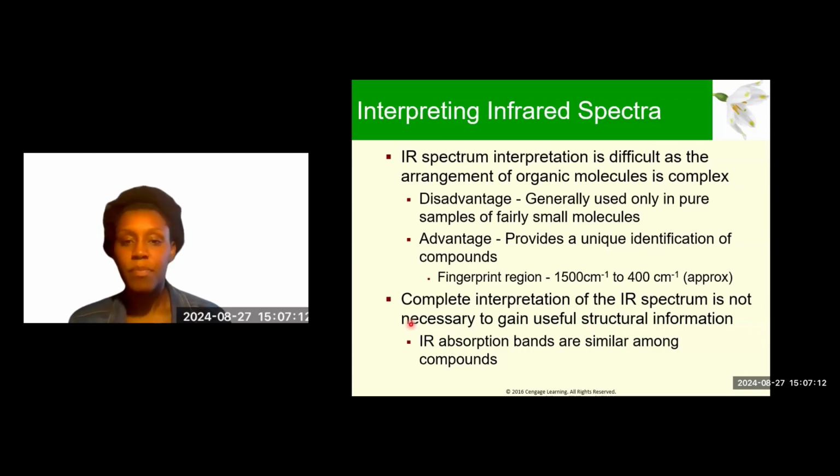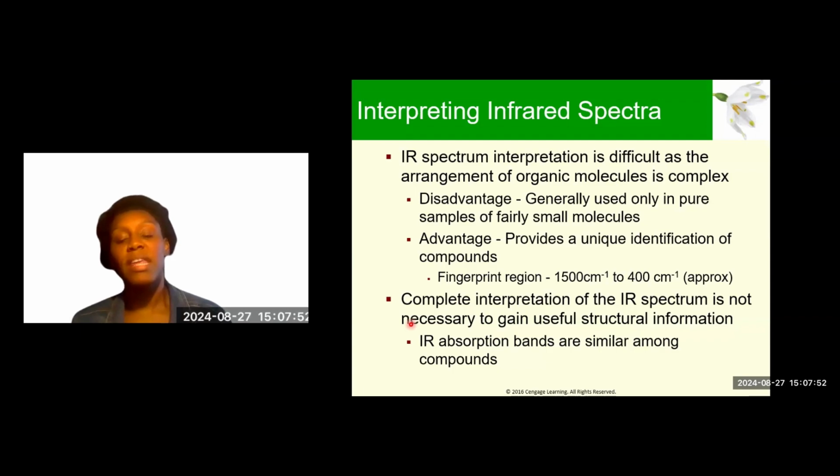All right, so infrared spectrum interpretation is difficult as the arrangement of organic molecules is complex. So we can't use it by itself to interpret what a compound is, okay? Now there are programs and databases that can do that, but for an individual to simply use it as a means to determine a compound, it is very complicated and difficult, and it's just not efficient. And so we use other types of spectroscopy in connection with infrared spectroscopy to identify an actual compound.